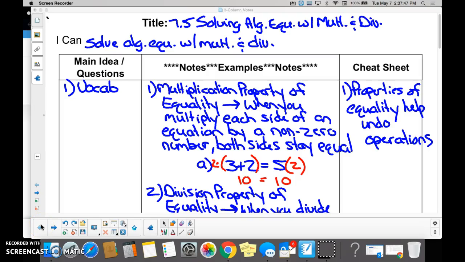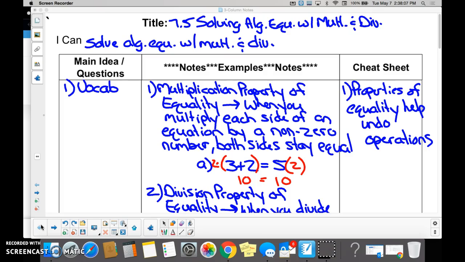1.5. Solving algebraic equations with multiplication and division. I can solve algebraic equations with multiplication and division. Can you solve algebraic equations with multiplication and division? Yes. Excellent. Okay, multiplication property of equality.